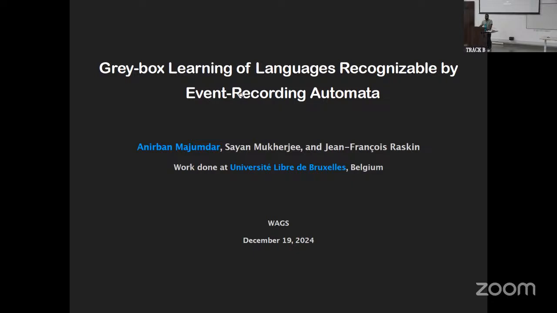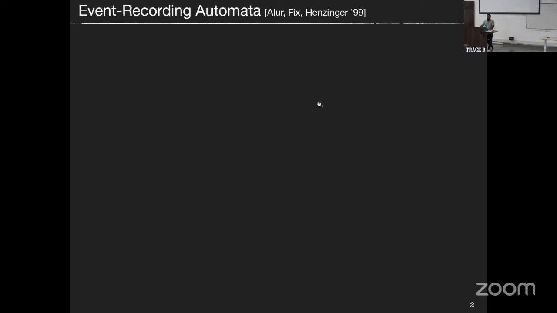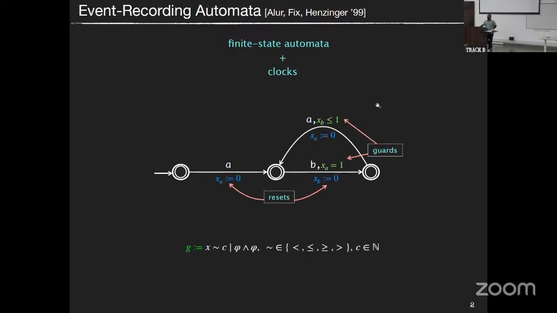So what are event recording automata? These are basically a subclass of timed automata, which you have already seen many times in this conference and workshop. Timed automata are basically finite state automata with some clock variables. So here is an example. I'm not sure whether you can see. I think you can see now.